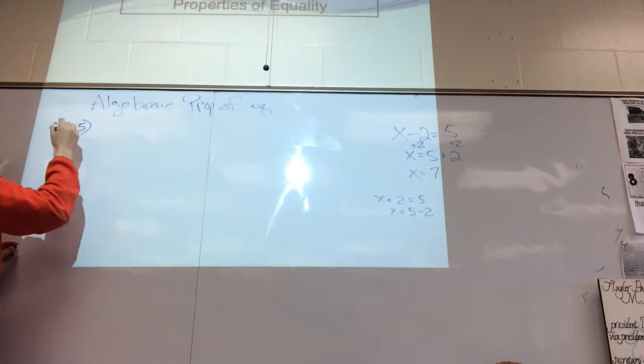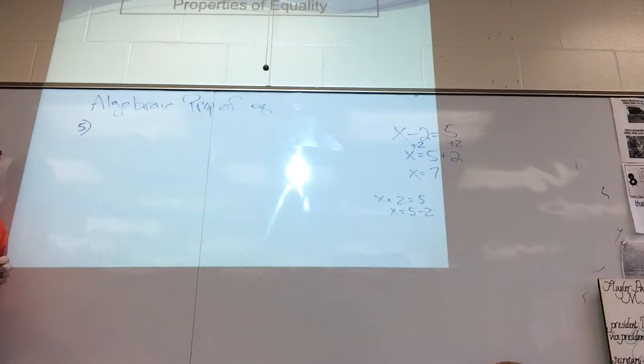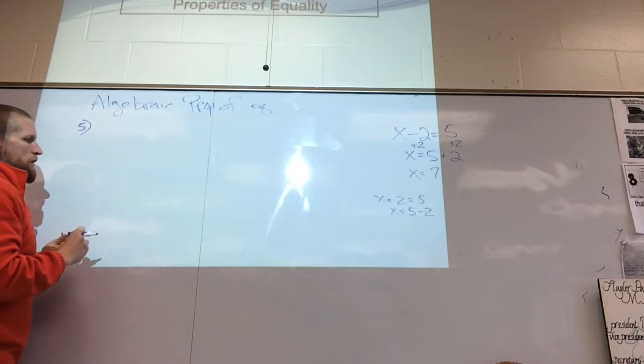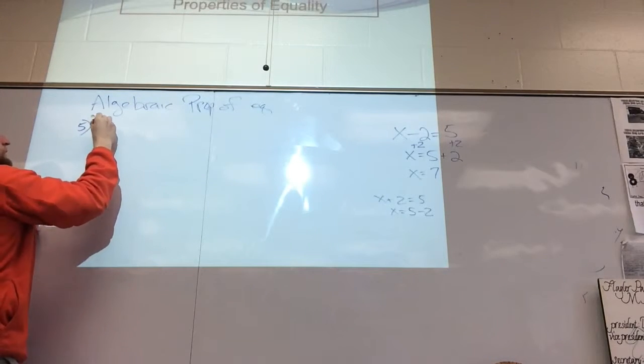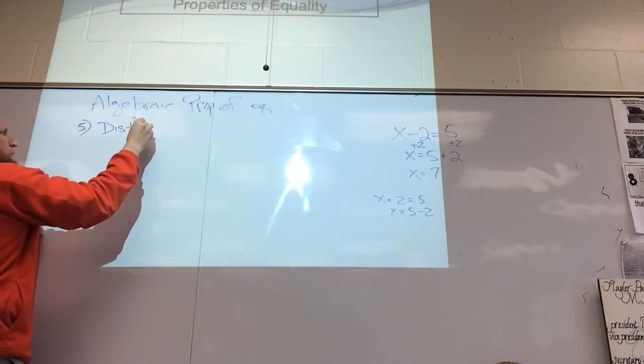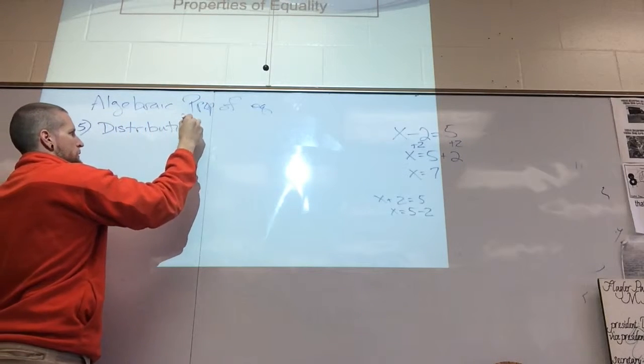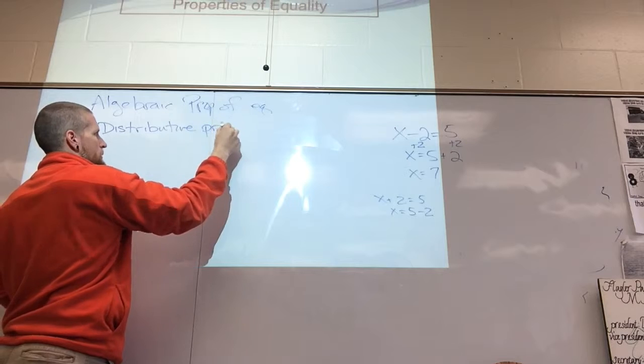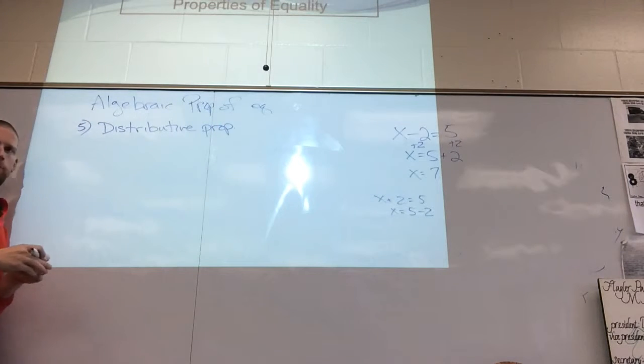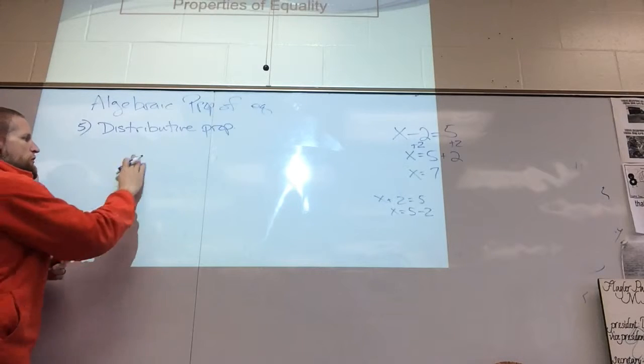Okay, the rest of them are going to be more like manipulative tools. So the first one we'll do would be distributive property. Okay, this one, it's not necessarily an equality kind of thing. You can put of equality at the end if you want. Most people just leave this one as distributive property.